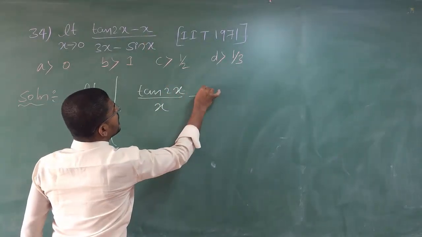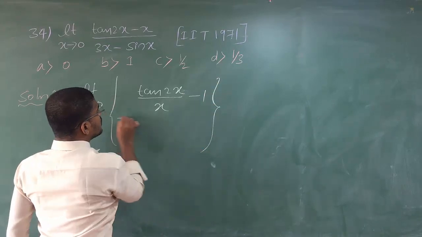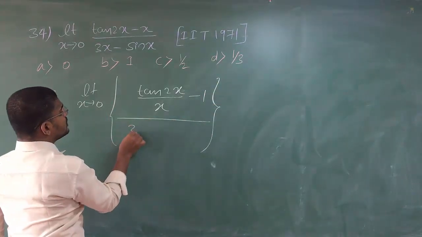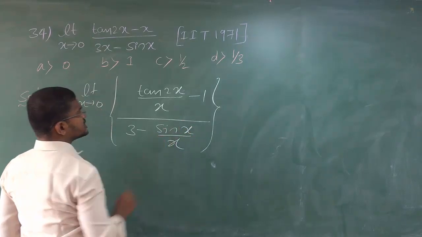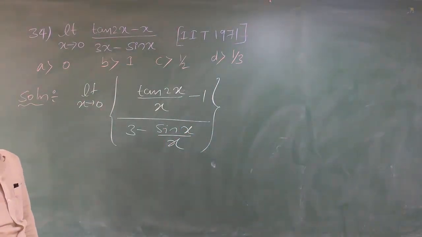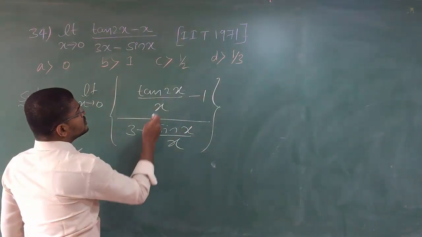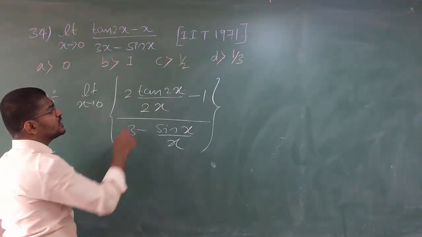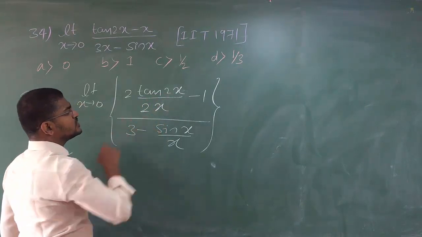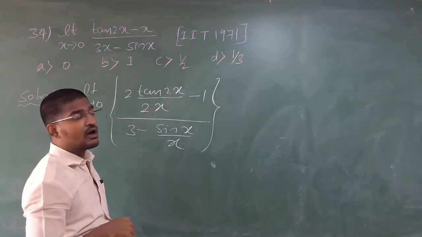Here it will be minus 1. For the denominator, 3 minus sin x divided by x. Dividing numerator and denominator by x. So here you are adjusting the term 2, so that tan 2x divided by 2x will be in the form of tan theta by theta.